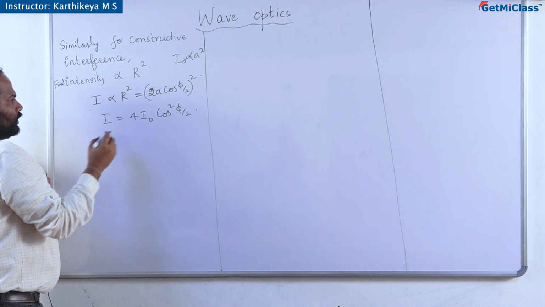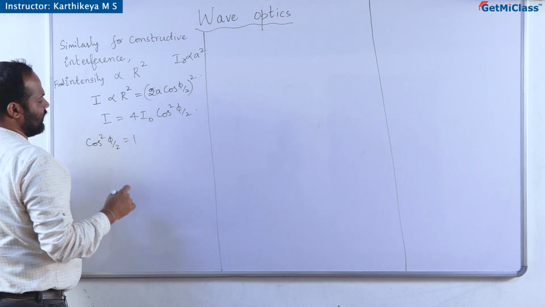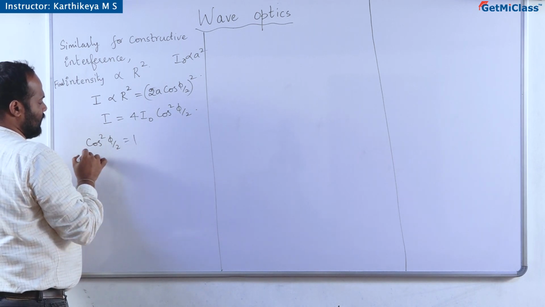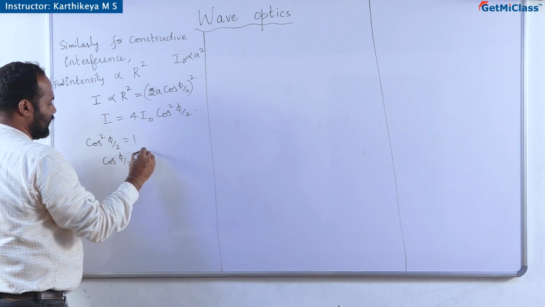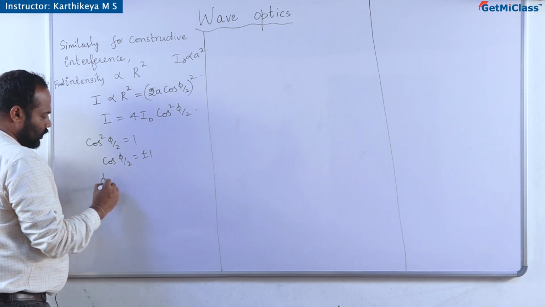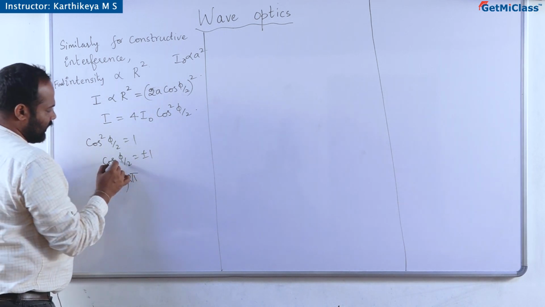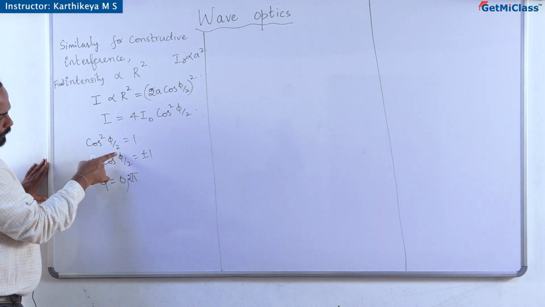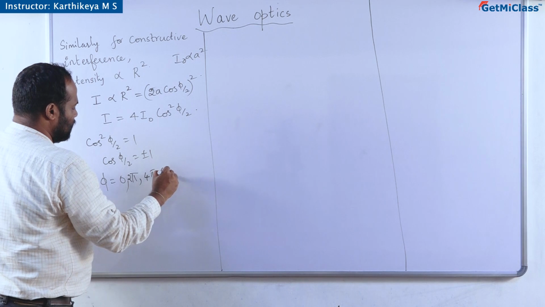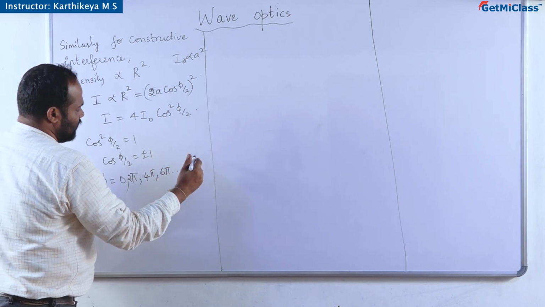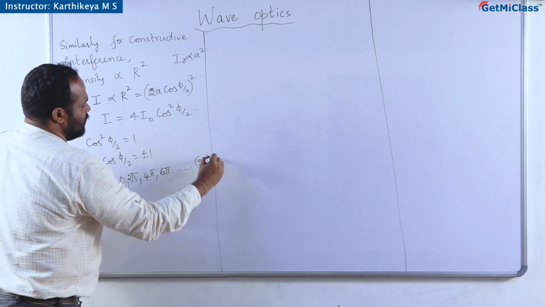So cos squared (phi/2) can take the values, its maximum value can be 1. That is possible. Cos(phi/2) can take the value plus or minus 1. So this is possible when phi is 0, 2 pi, and when phi is 2 pi, phi by 2 will be pi. This is 4 pi, 6 pi, and this goes on as 2 pi into n.